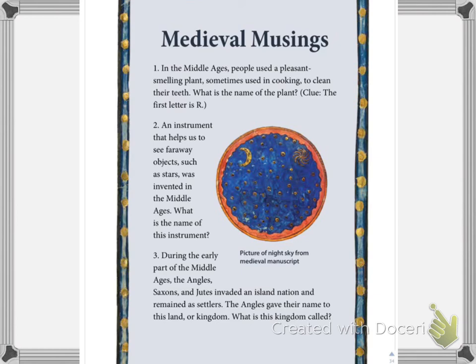Okay, last page. This page has the title Medieval Musings. To muse over something is to think about it, and medieval means related to the Middle Ages. So here we're doing medieval musings, we're thinking about the Middle Ages. We're going to have medieval musings throughout this chapter, and these give us some time to think about other aspects of the Middle Ages. So let's look at the first question.